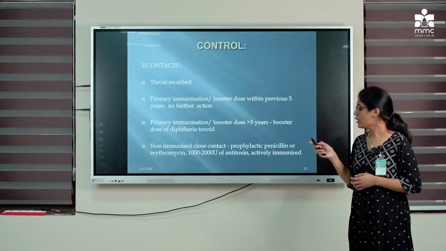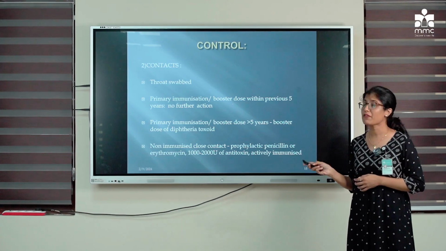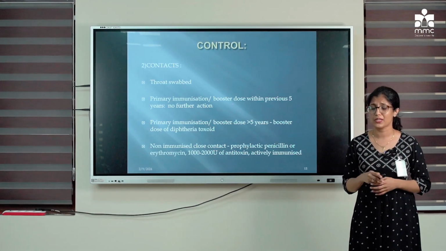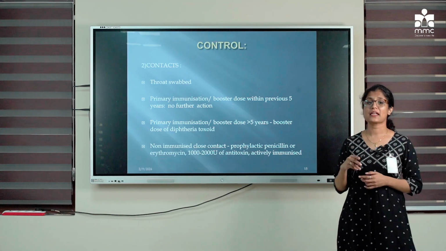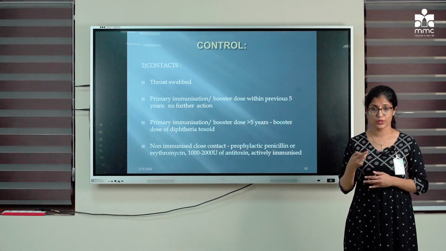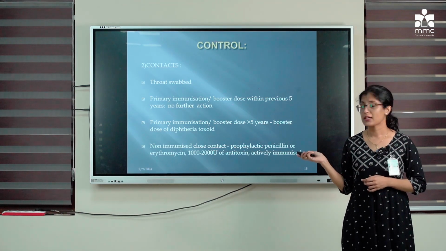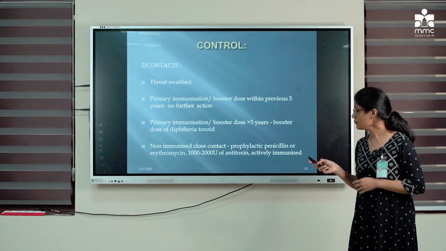So if at all they have taken the primary immunization or booster dose within the previous 5 years, no further action is needed. Now if it has been more than 5 years since the primary immunization or the booster dose has been taken, go for a booster dose of the diphtheria toxoid.